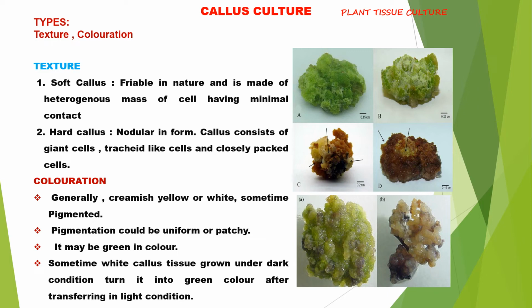Hard callus are nodular in form. The callus consists of giant cells, tracheid-like cells, and closely packed cells. Figure A, the first one, shows a hard, compact green callus. The color of the callus may also vary from creamish yellow, white to pigmented or green.